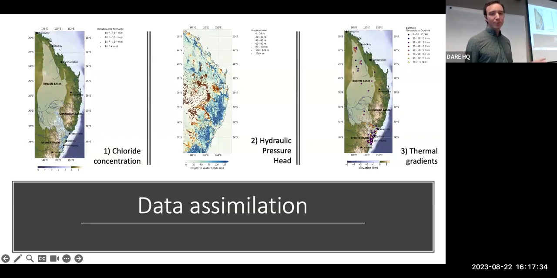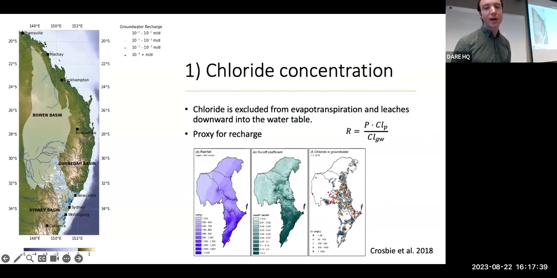All right, so I'm just going to step through our data assimilation. Firstly, we start off with chloride concentrations. Chloride is excluded from evapotranspiration and leaches downward into the water table, and this is a proxy for hydraulic recharge. We have rainfall, which is partitioned into runoff and recharge, and using that partitioning relationship, we get the chloride concentration, which is a proxy for recharge.